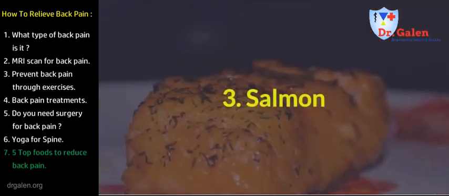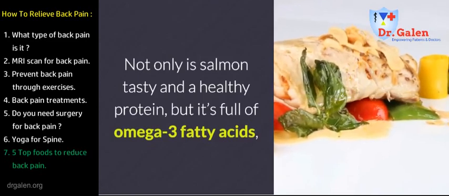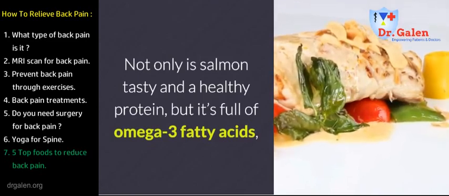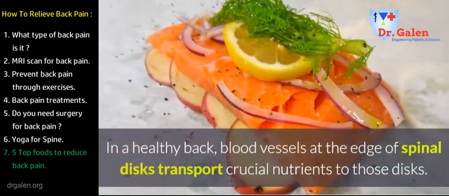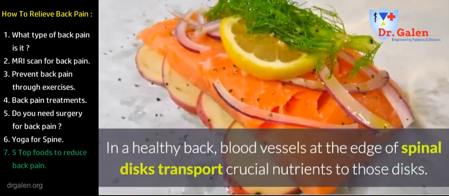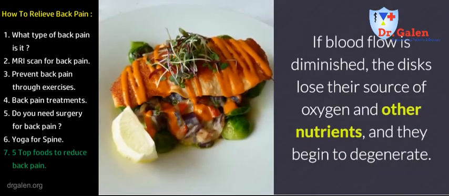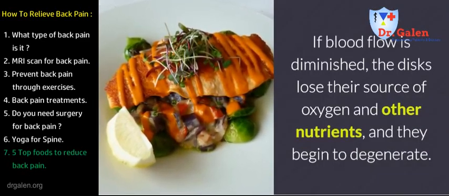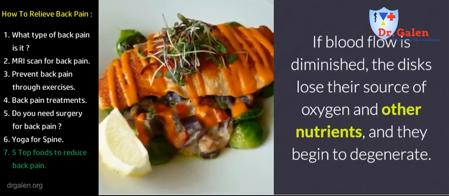Number 3. Salmon. Not only is salmon tasty and a healthy protein, but it's full of omega-3 fatty acids, which have been shown to reduce back pain. In a healthy back, blood vessels at the edge of spinal discs transport crucial nutrients to those discs. If blood flow is diminished, the discs lose their source of oxygen and other nutrients, and they begin to degenerate.